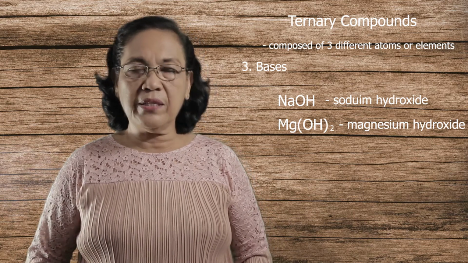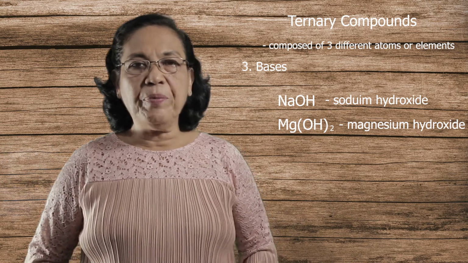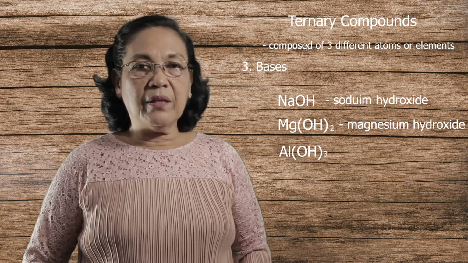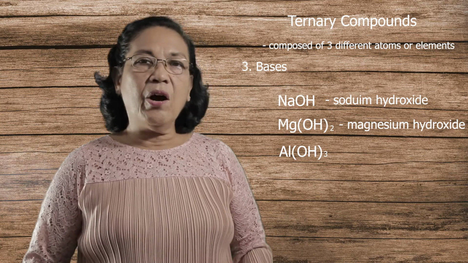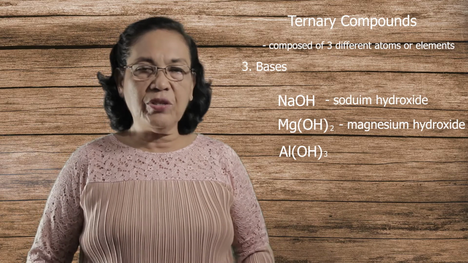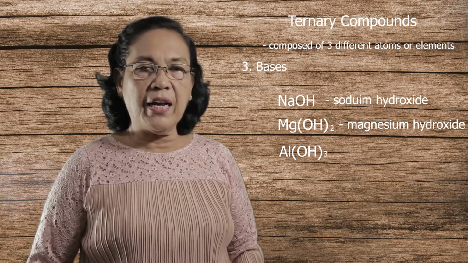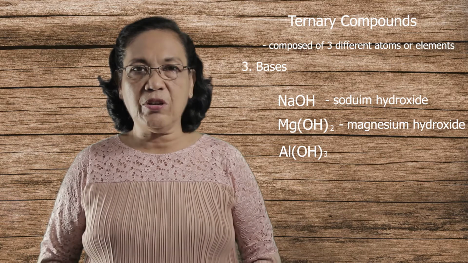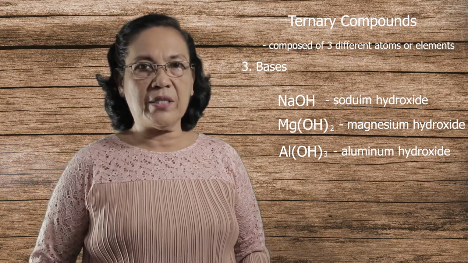So the name is magnesium hydroxide. Another one. Suppose we have Al(OH)3. The Al has a charge of positive 3, while the hydroxide has a charge of negative 1. Exchange their charges to become the subscripts, so you have the formula Al(OH)3. So what must be the name of this compound? It is called aluminum hydroxide.